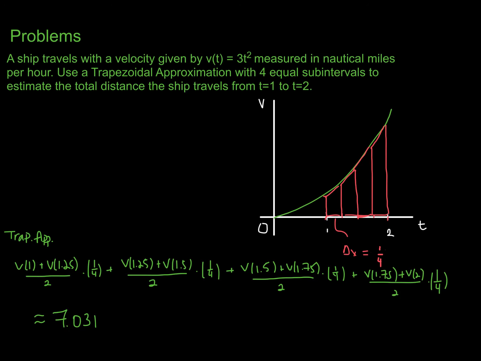Now we need to make sure we're interpreting this in terms of the question asked, and the question is asking the total distance that the ship traveled, and of course this is the total distance the ship traveled in nautical miles. And those nautical miles that it traveled occurred between t equals 1 and t equals 2 hours.